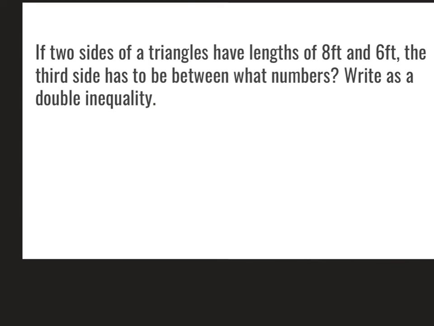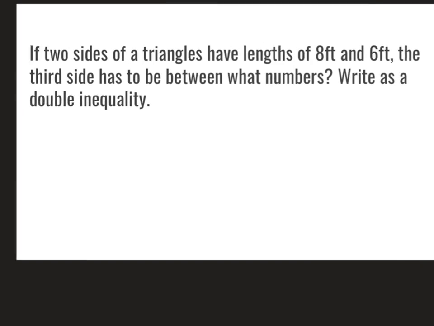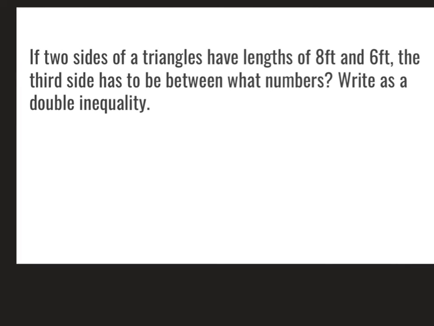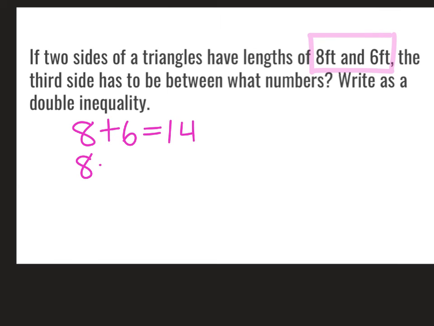Let's take a look at an example of a double inequality. This one says if two sides of a triangle have lengths 8 feet and 6 feet, the third side length has to be between what two numbers? So we have our 8 and we have our 6. We have to write a double inequality. First things first, remember you take your two numbers and add them together. 8 plus 6 is 14. And then take your two numbers and subtract them. 8 minus 6 is 2.